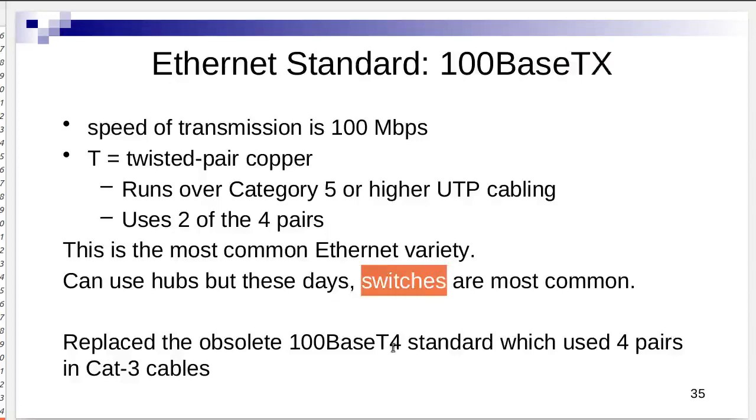So the TX part was used because there was a T4 standard, 100 base T4 standard, which used all four pairs, and that was using Cat3 cables. These days we don't use this at all. We use 100 base TX, which means that you're only using two of the four pairs.